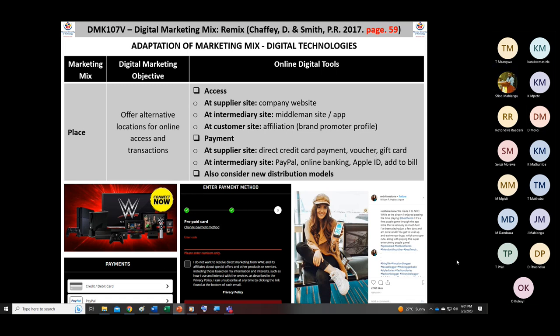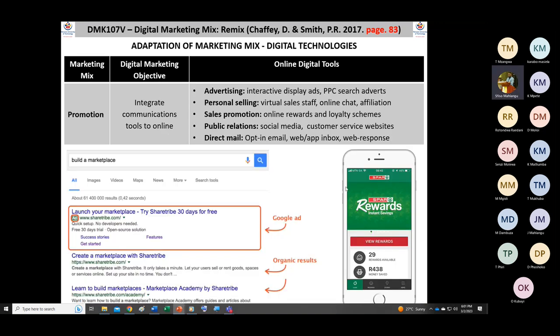And then the fourth key is the promotion element. With the promotion element, our objective is to integrate communication tools to online. So in this case, we already have advertising, personal selling, sales promotion, but all these are usually traditional. We just want to integrate those tools to online, meaning when we talk about advertising, we're no longer talking about radio or TV. We're talking about the one that is online, like your pay-per-click search adverts.